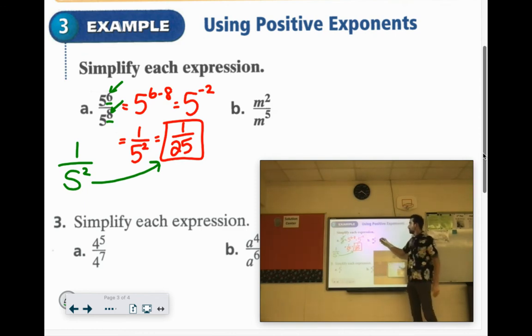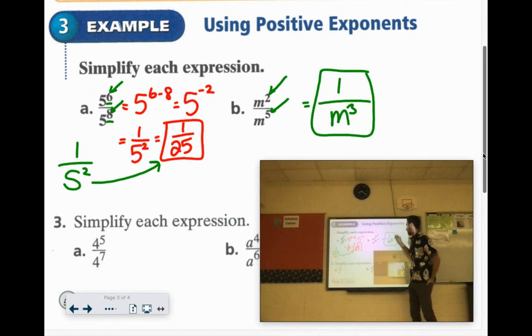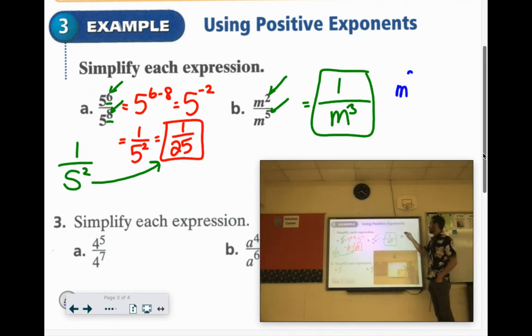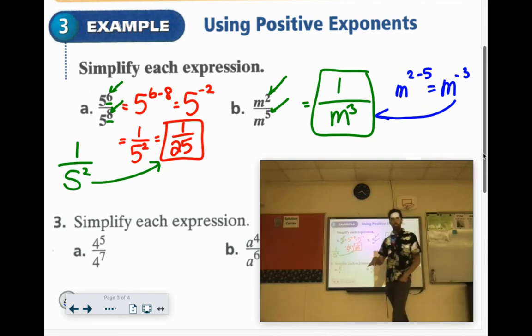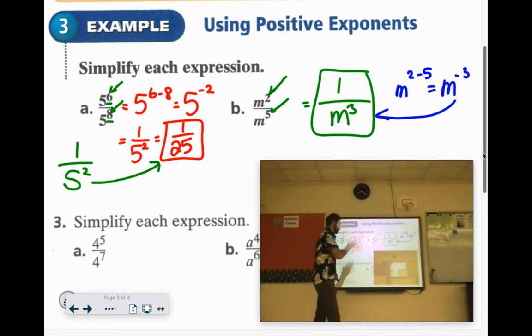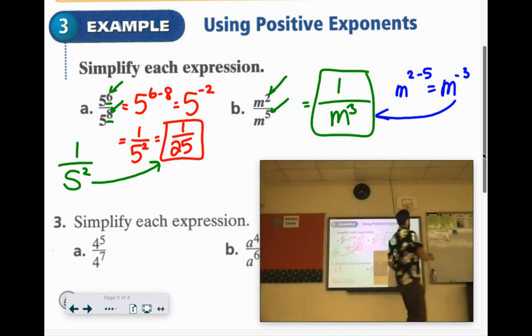So here, are there more m's up top with 2 or on the bottom with 5? Obviously, more on the bottom. So they're going to end up in the denominator. 5 minus 2 is 3. So we just end up with m to the third in the denominator. Up top, we got to put a placeholder for the fraction in the numerator. Or if you want, the book's way is 2 minus 5 is negative 3. You make it positive by putting it under a 1, and then you're done. Hey, either way gets you there. I'm good either way.